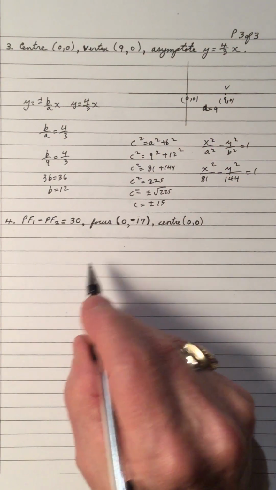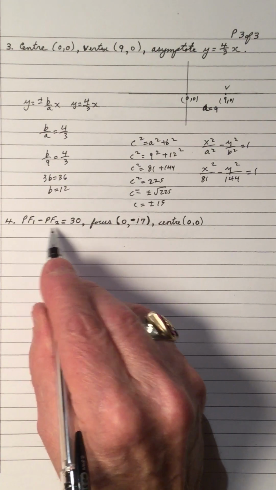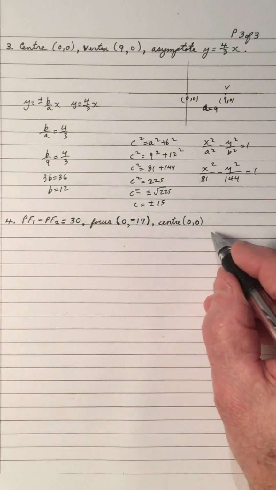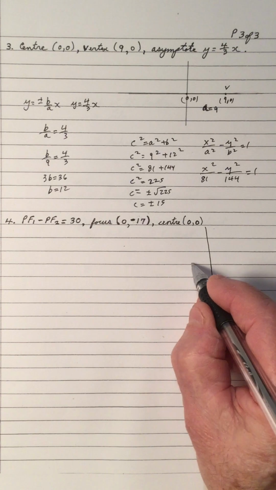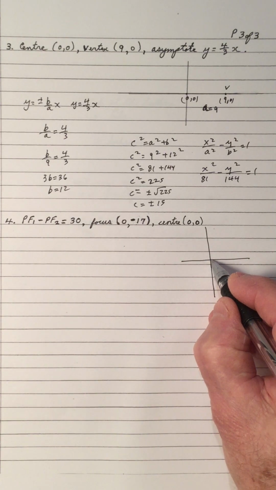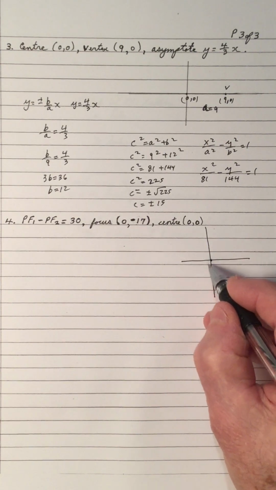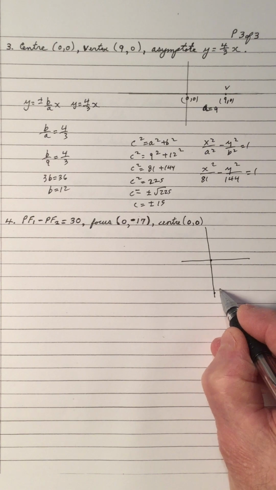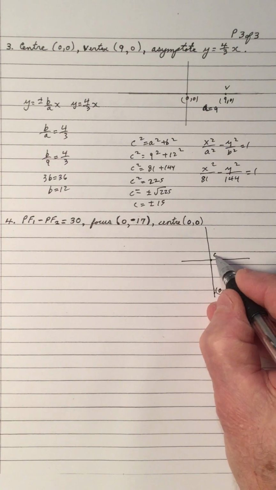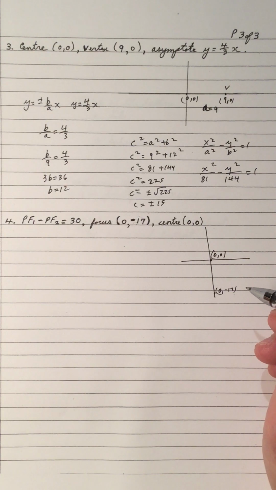Number 4, PF1 plus PF2 is 30. So that means this 30 is either a 2A or a 2B. So let's draw a little picture of, we have a focus of x 0 and y is negative 17. So there it is down there. So that's x is 0, y is negative 17. The center is 0, 0. So again, it's an x squared and a y squared. So which one goes first?